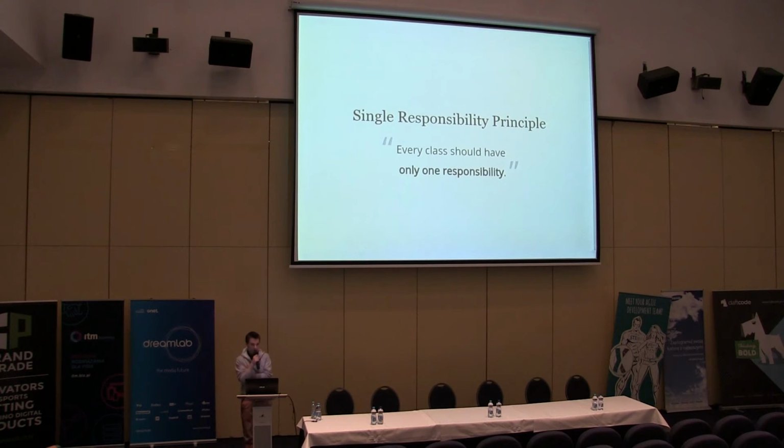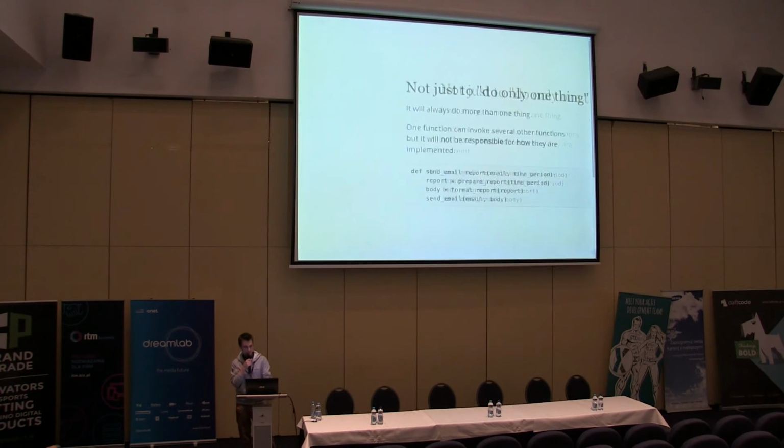Then I read the Clean Code book by Uncle Bob, and I finally found out that I'm not alone with all my thoughts and feelings about object-oriented design. And in this book, I read about the first principle of SOLID, the single responsibility principle. This principle states that every class should have only one responsibility. In Python, where functions don't have to be defined inside classes, it also applies to functions. So, what does it mean to have only one responsibility?